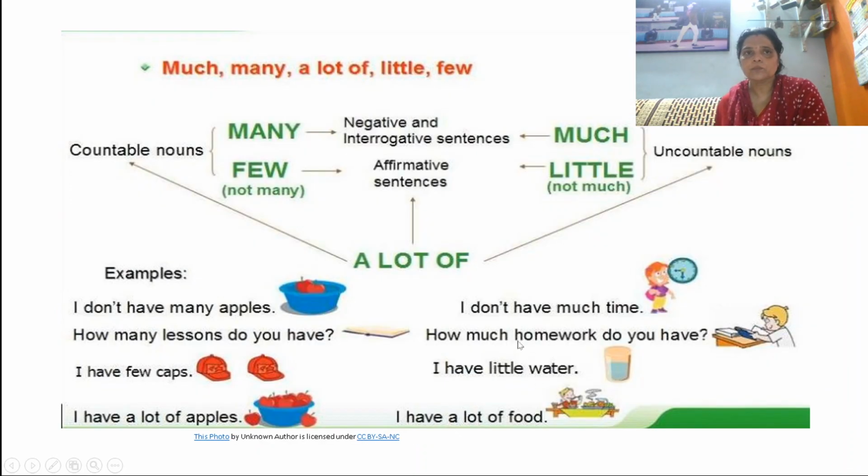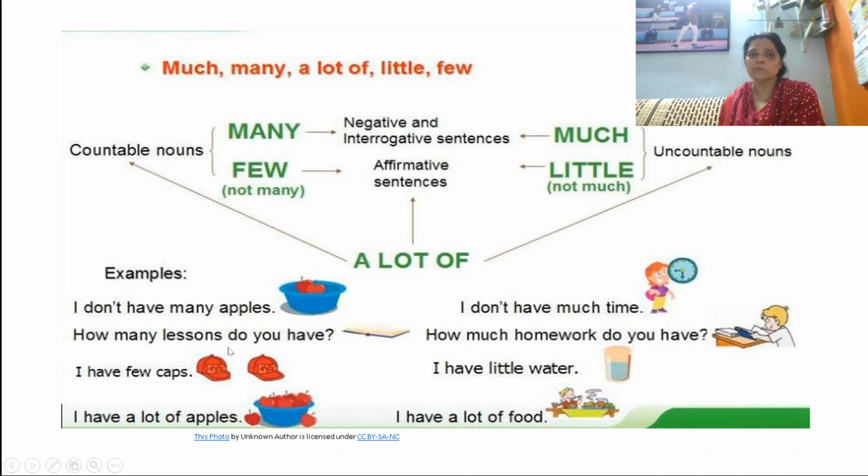Now next. Many and few, how we are using these words: much, many, a lot of, little and few. You can see I am saying the sentence. Many is used with countable, and much is used with uncountable. I don't have many apples. Apples is a plural form, and you know very well a countable noun has its plural and singular form. So here many is used with a countable noun. But much time, time has no singular and plural. It is a single form. So it is uncountable. How many lessons?